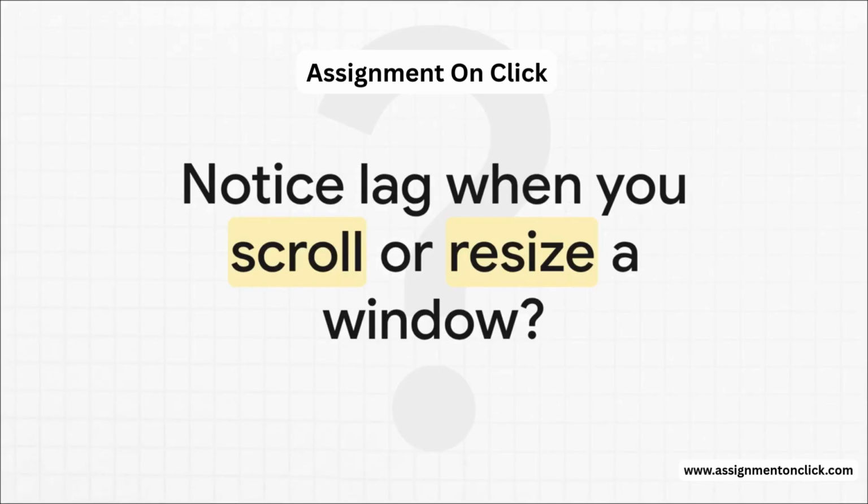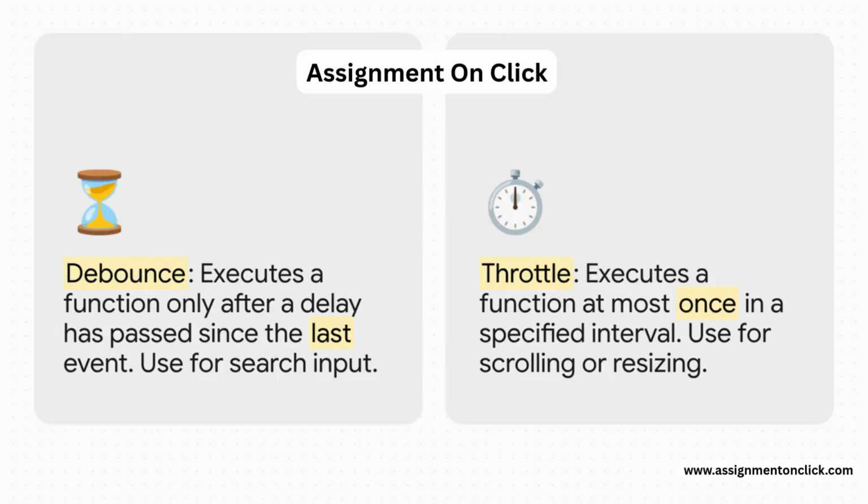You're scrolling down a really long page or you're resizing your browser window and everything just starts to stutter and lag. That's because events like scroll and resize can fire hundreds, even thousands of times per second. And if you're running a complex function on every single one of those events, well, you're going to overwhelm the browser fast. And here are the two main solutions to that problem: debounce and throttle.